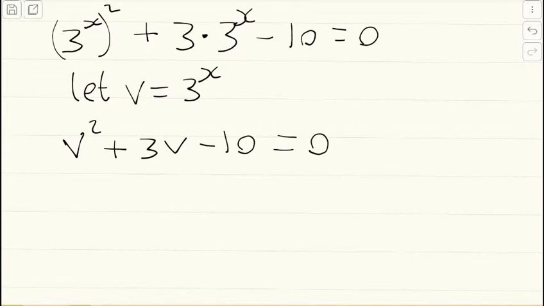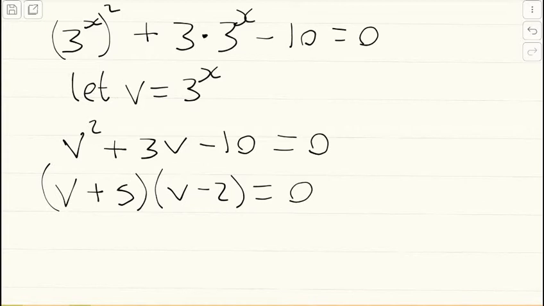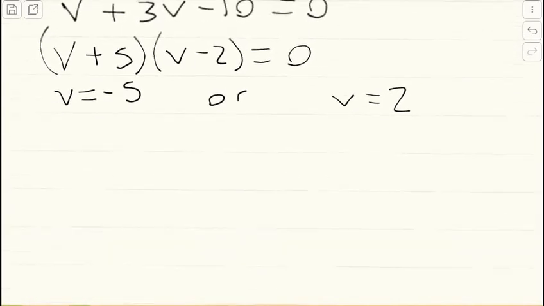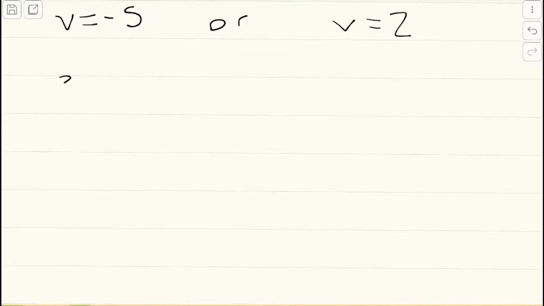And again here we can solve this one by factorization. It's a quadratic. Two numbers that multiply to give minus 10 and add to give 3, that's going to be positive 5 and minus 2. So (v plus 5)(v minus 2), which equals 0, giving you that v equals minus 5 or v equals 2. Okay, remember, v was equal to 3 to the power of x, so 3 to the power of x equals minus 5, or 3 to the power of x is equal to 2.